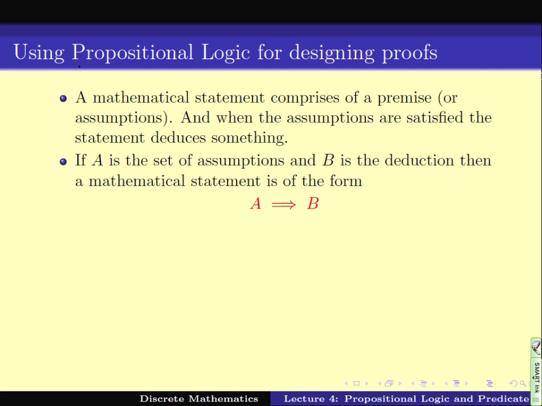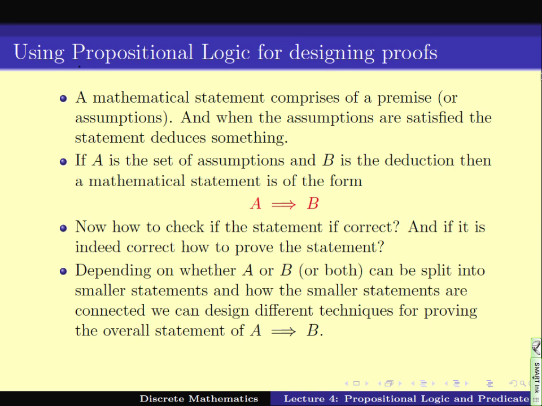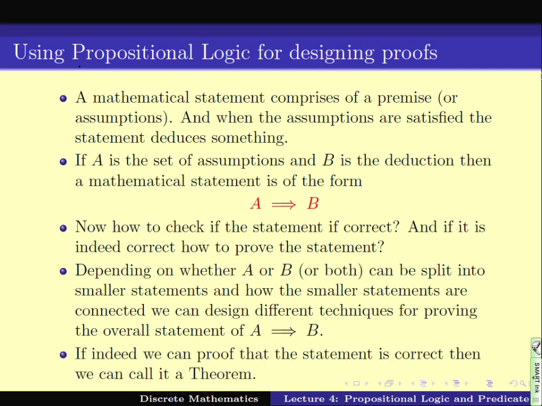So depending upon whether A can be written as an and or an or of two more statements, or B can be written as an and or an or of statements, we can come up with different proof techniques. Now to check whether the statement is correct or not, we need to give a formal proof. Namely, if A implies B is indeed true, then we have to prove that. And as I told you, depending on whether A and or B or both can be split into smaller segments, we can come up with different proof techniques for solving A implies B. If indeed we can somehow prove A implies B, then we can call it a theorem.